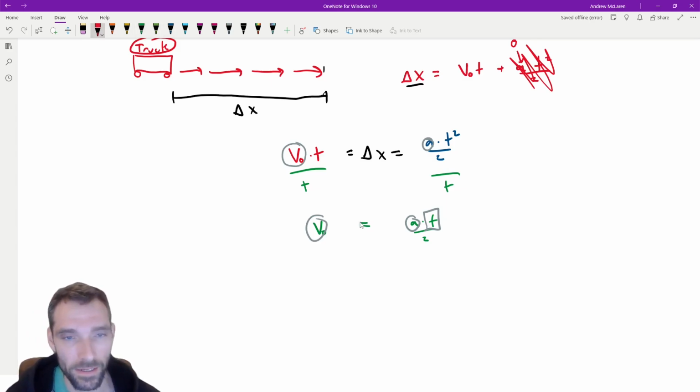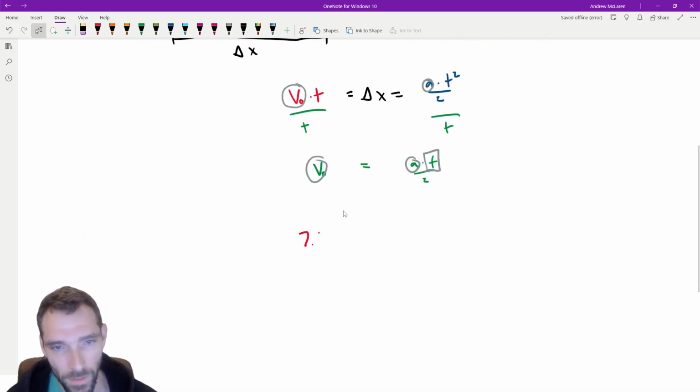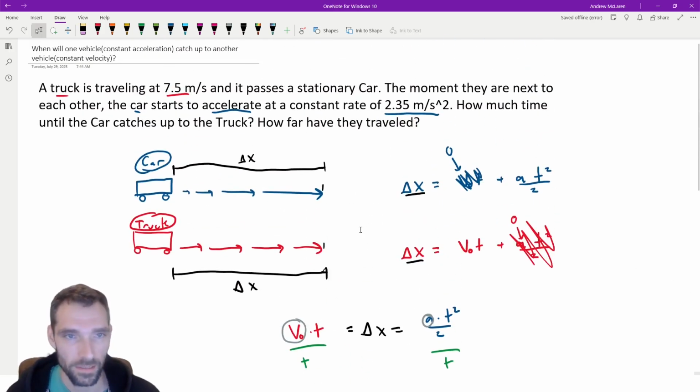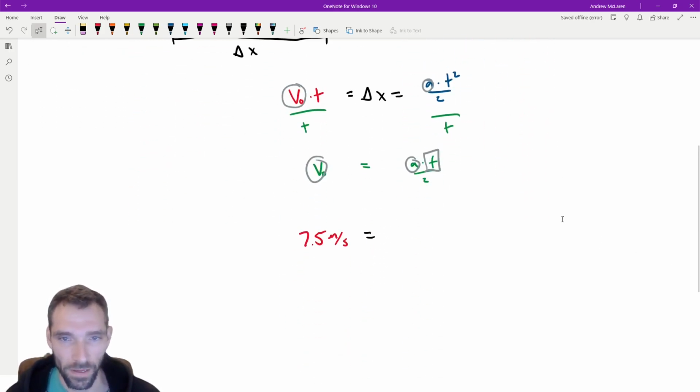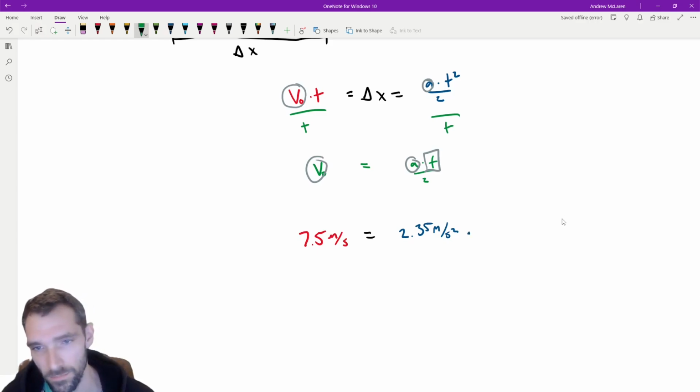So we've got our velocity of the truck. We said it was 7.5 meters per second. And that is now going to be equal to the acceleration of the car, which is 2.35 meters per second squared, times some amount of time, all over 2.